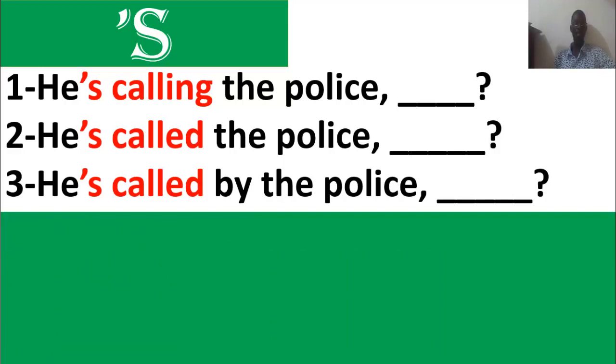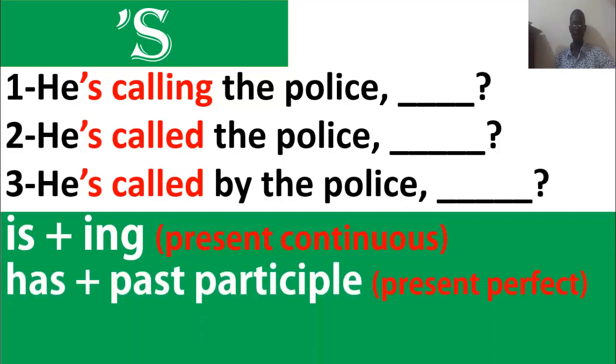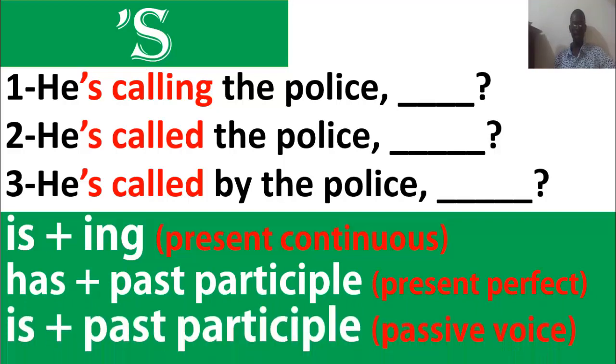Now, apostrophe S. He's calling the police. His also can be he is, he has. So, it can be he is, it can be he has called the police. Is it is calling or has calling? Is it is called or has called? So, let us explain. Is plus ing, the present continuous. Has plus past participle, the present perfect. And is plus past participle, the passive voice.